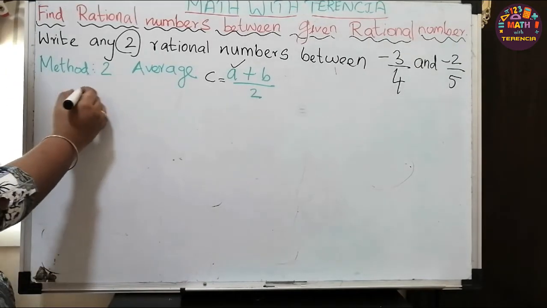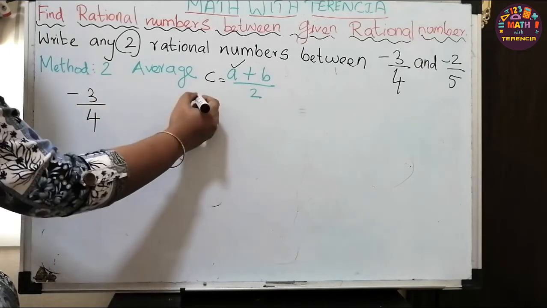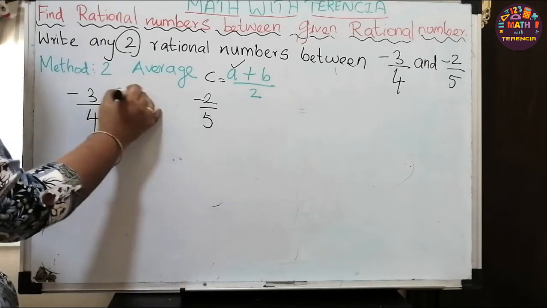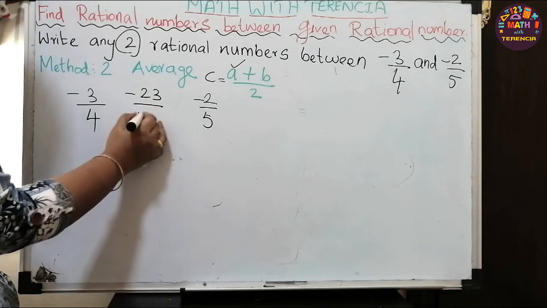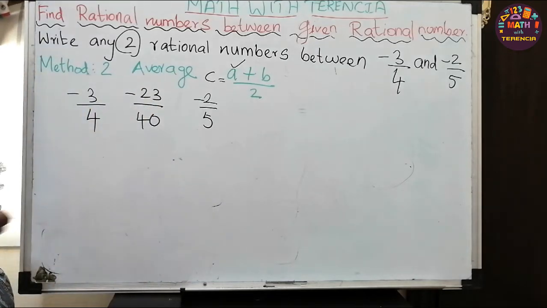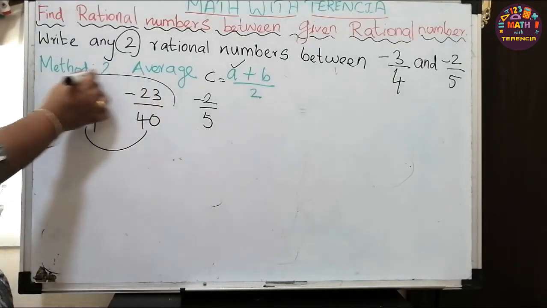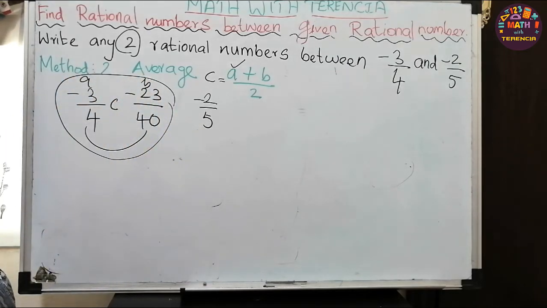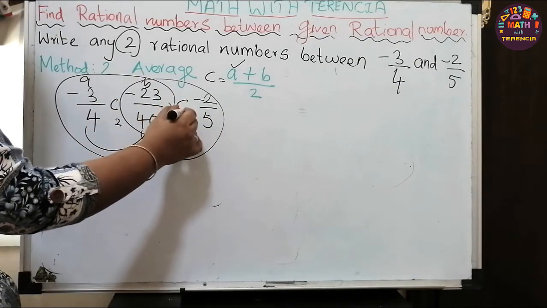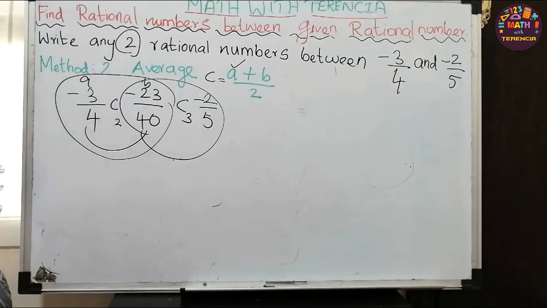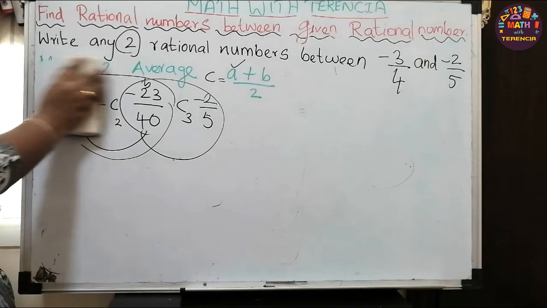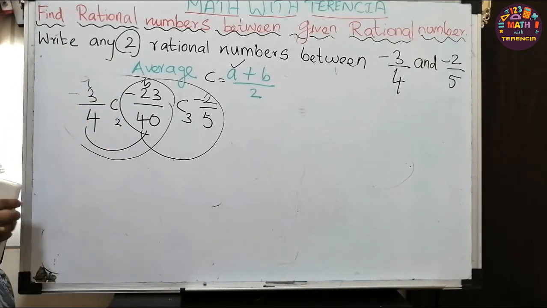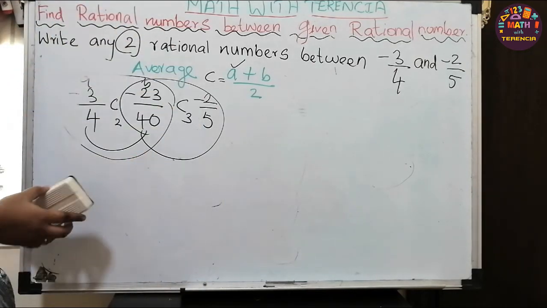So now we have got minus 3 by 4, minus 2 by 5 and minus 23 by 40 lies between these two. Now you can use the same formula, taking this as A and this as B, and you can find C2. Or you can use these two and find C3. So likewise you can find as many numbers. But for each rational number you have to use the whole process.